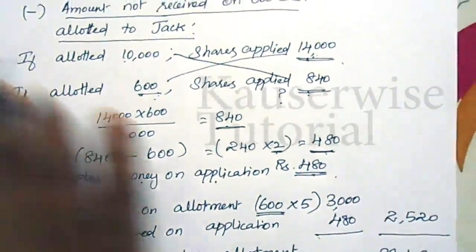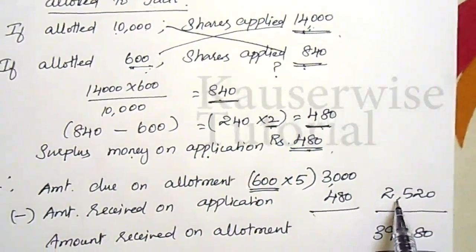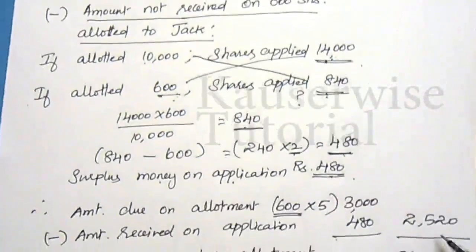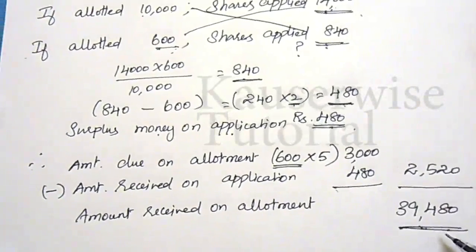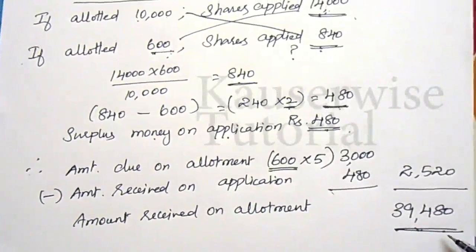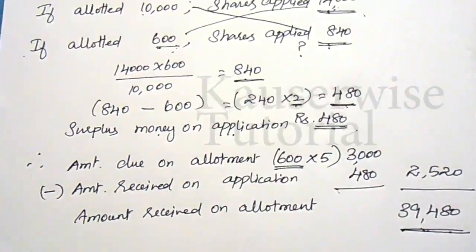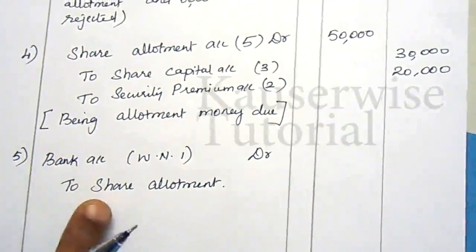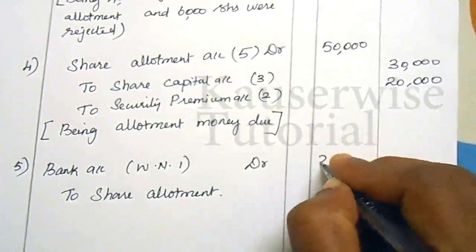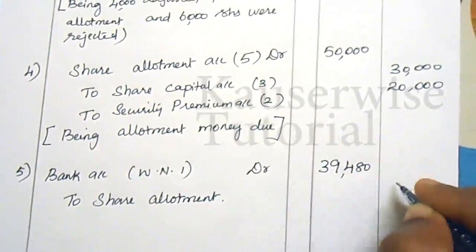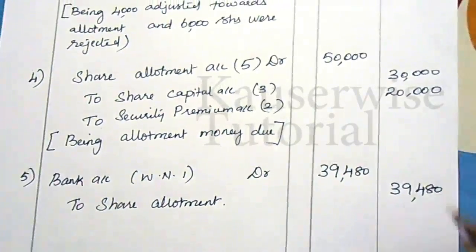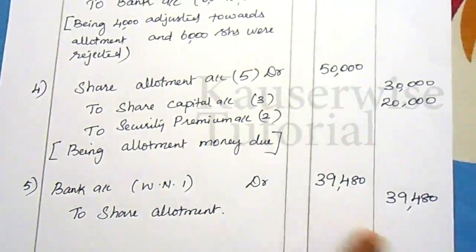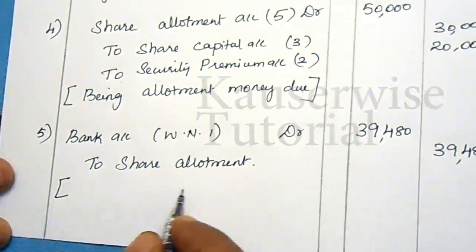But Jack failed to pay 2,520 for how many shares? 600 shares. So actually 42,000 is yet to be received, and subtract the failed money, that is 2,520. Balance 39,480 is actually received from shareholders on allotment. Now we can enter this amount in the journal entry. This is the entry for allotment money received: Bank account debit to share allotment, amount 39,480. You have to show the complete working notes, and only after doing the working notes can you fill the amount column. Write the narration: being allotment money received.